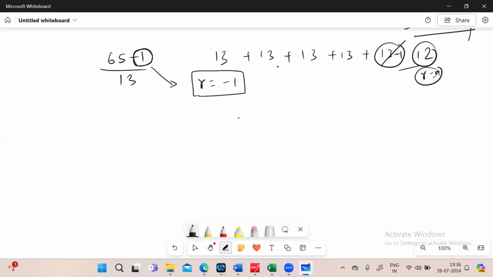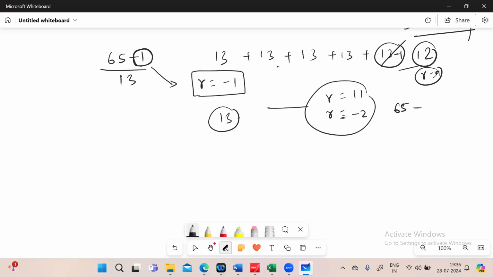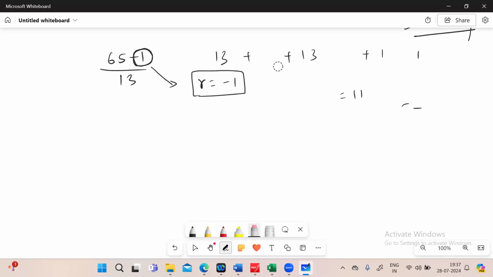So, in the case of 13, the remainder 11 is equal to remainder -2. So 65 minus 2 will give you 11 remainder, or -2 remainder. We'll call this any extra term, but in negative terms. Okay? So this is our negative remainder and the concept of negative remainder. All other things will go like addition that I have already explained to you.